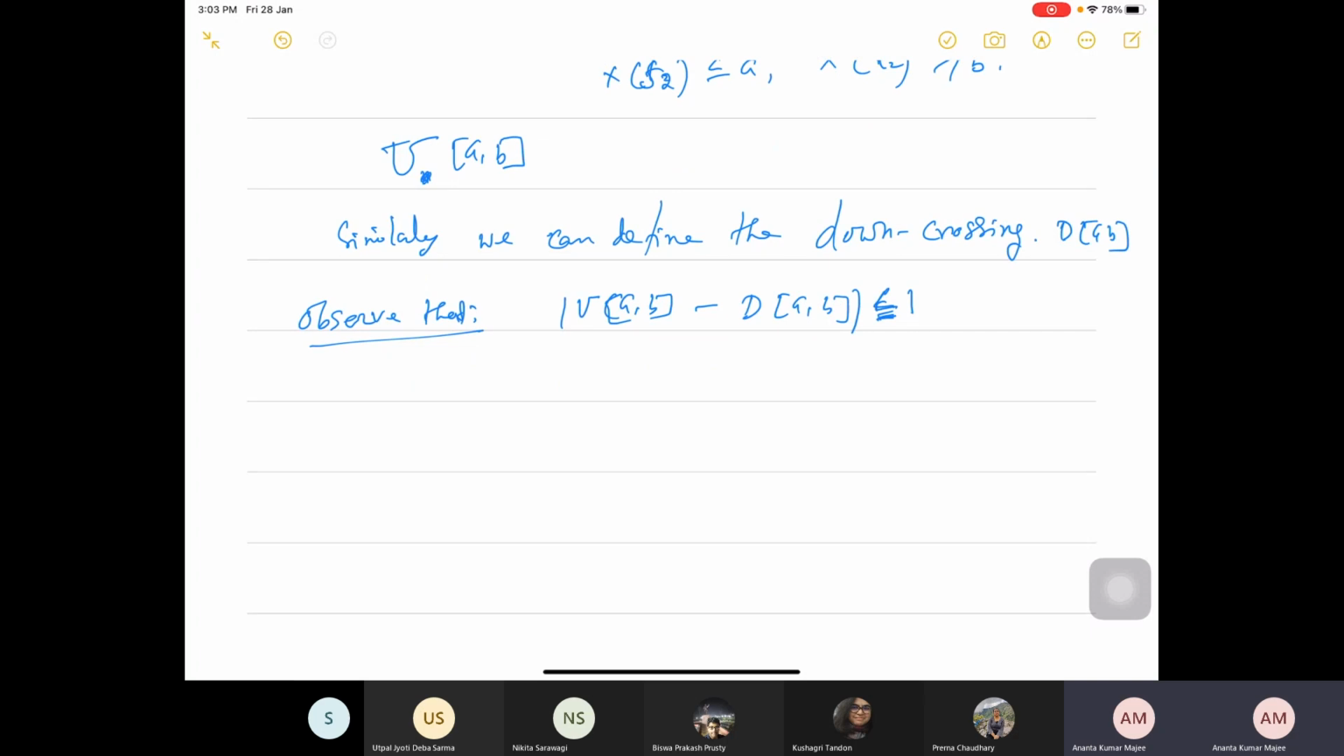And if D_AB is finite, then U_AB should be finite. So U_AB and D_AB are both either finite or infinite, because between two down crossings there is one up crossing, and between two up crossings there is a down crossing. So either they will be finite or they are infinite, because they differ by 1.